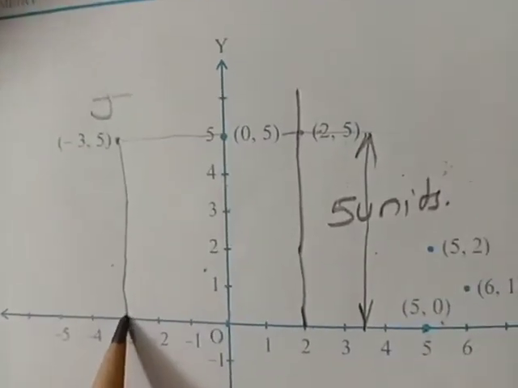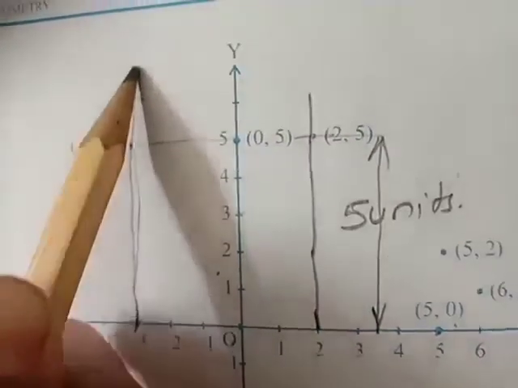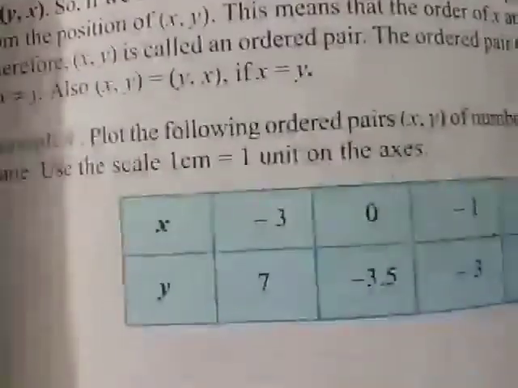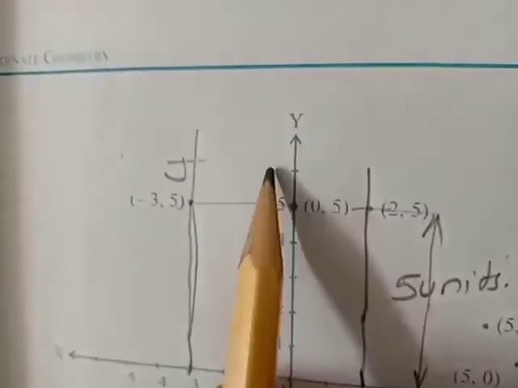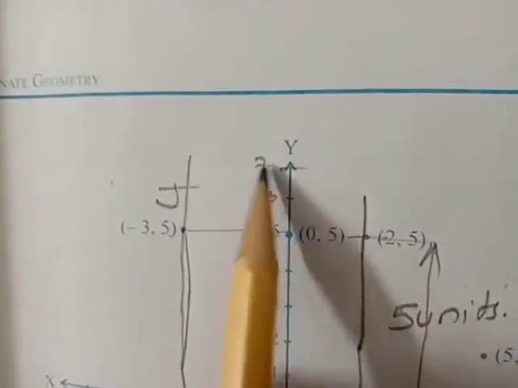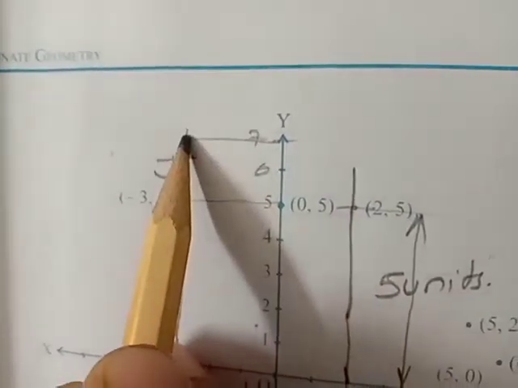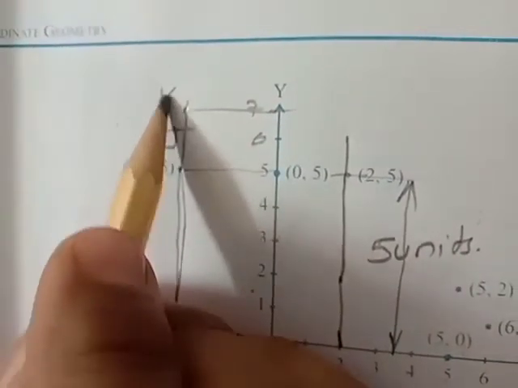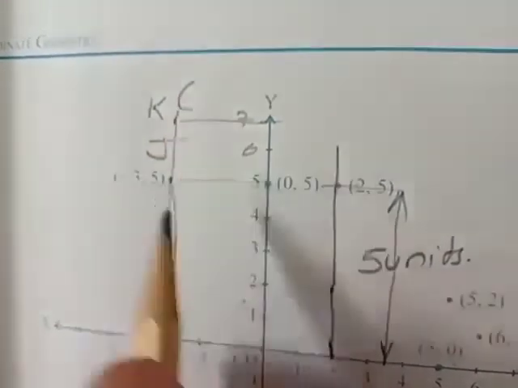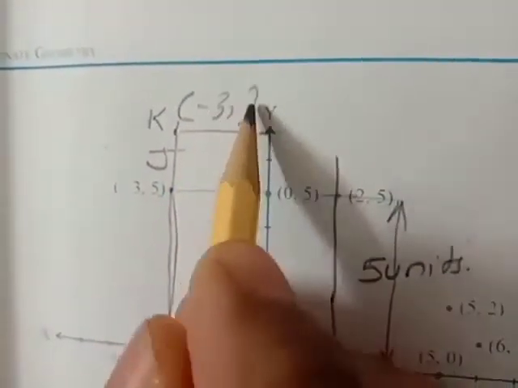On -3. Now the y ordinate given is 7, it is +7, so it is in the second quadrant. 5, this is 6 units, this is 7. Draw a horizontal line meeting this point as K. So the coordinates of this are (-3, 7).